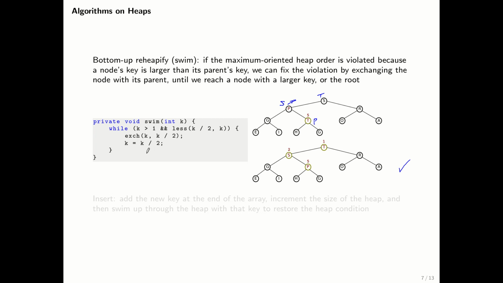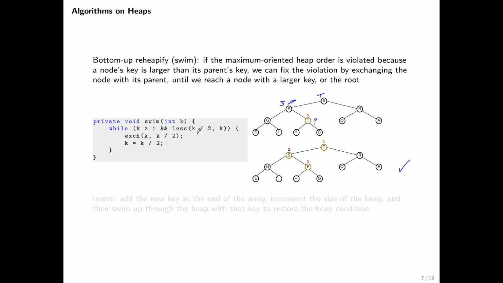Okay, so how do we implement this swim operation in code? Well, that's what is shown here. We want to swim the key with index k, so we want this particular key with index k to swim upwards. What's the code? It's very simple. We say as long as k is greater than 1, meaning as long as we are not at the root, and the key at index k over 2 is strictly less than the key at k.